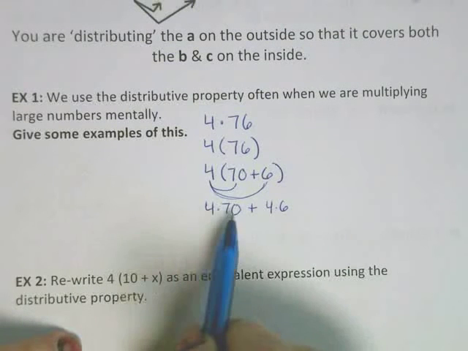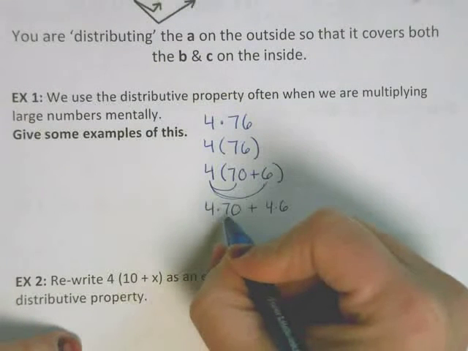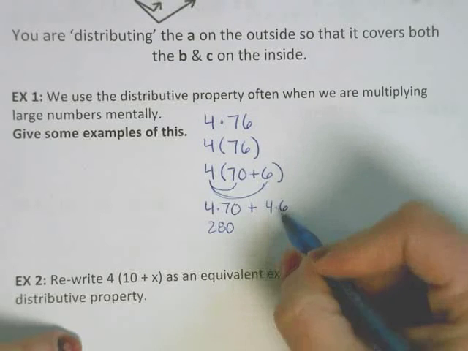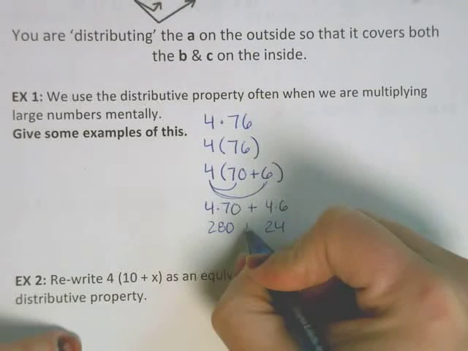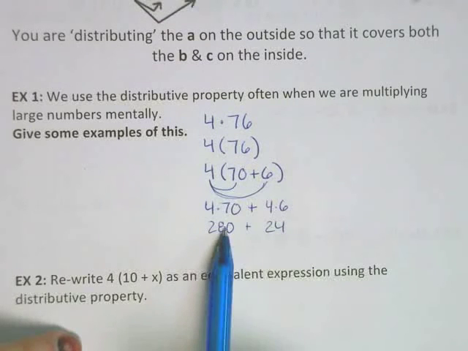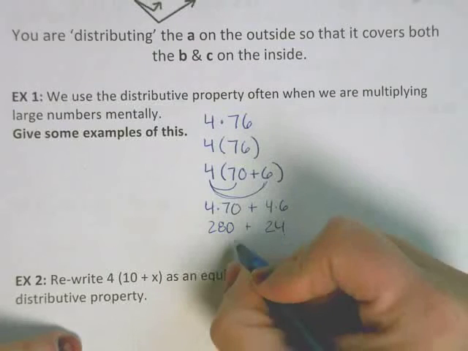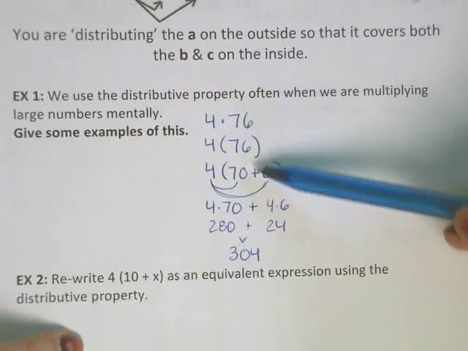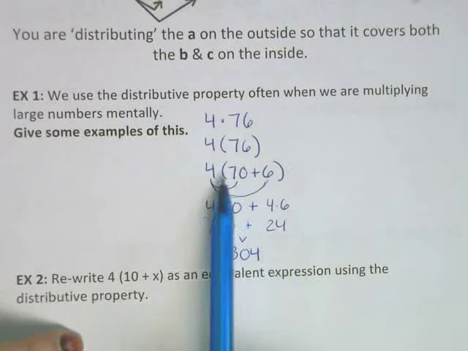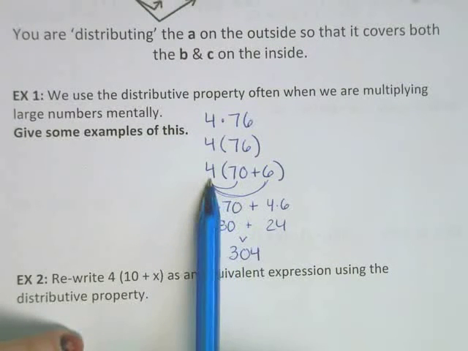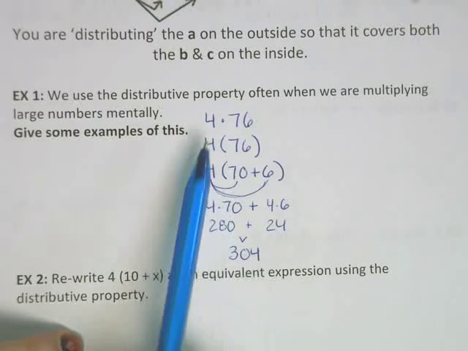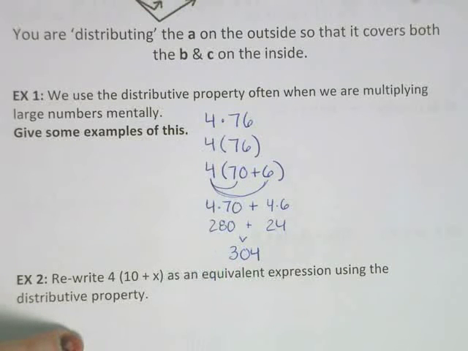Because mentally I can do 4 times 70. 4 times 7 is 28, so add a 0, 280. Mentally I can do 4 times 6 is 24, and mentally I could add those together. Let's see, that gets me just past 300, so it's 304. I would be doing this process in my head, but the process is the distributive property: 4 times 70 and 4 times 6. So we've been doing it with this kind of situation. We just haven't been writing it down this way.